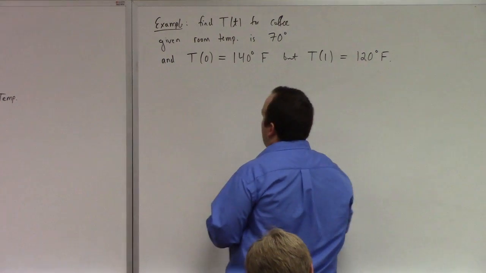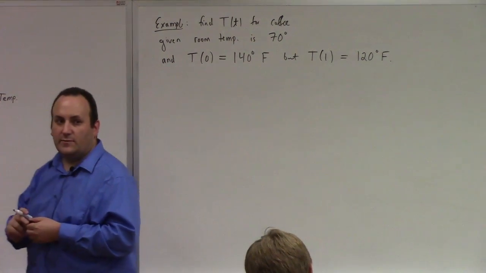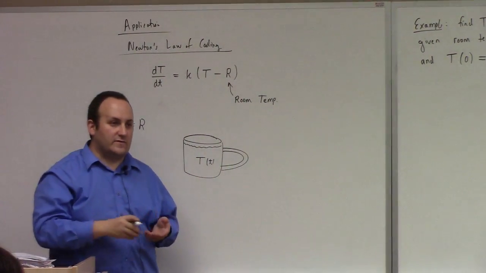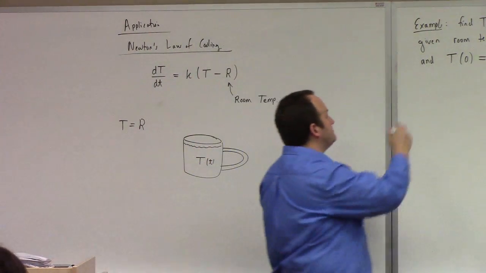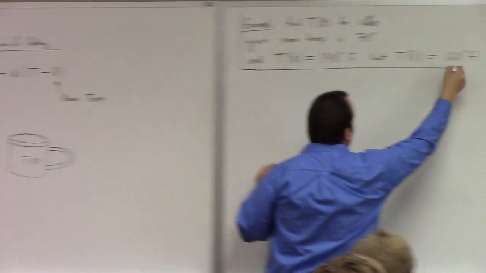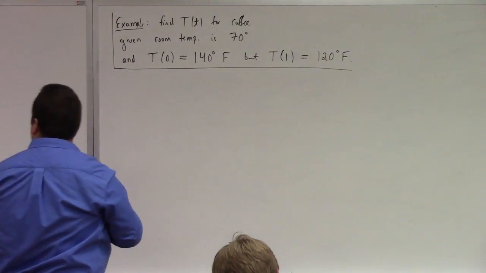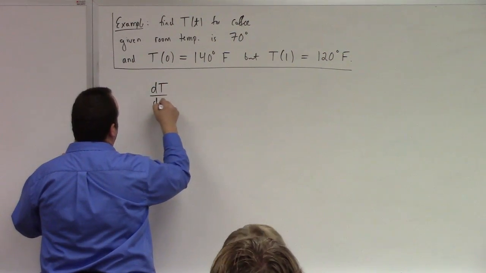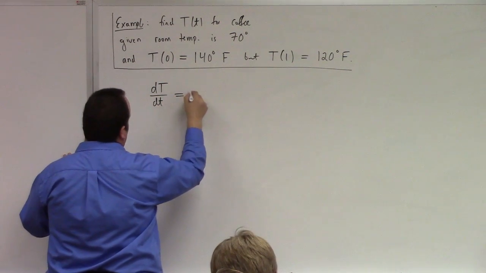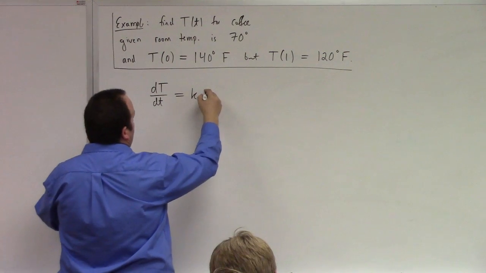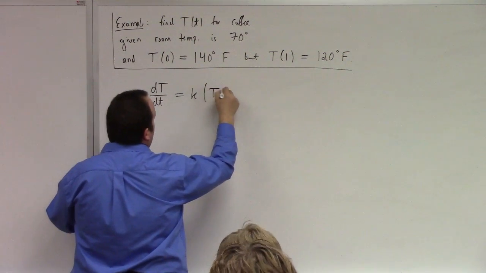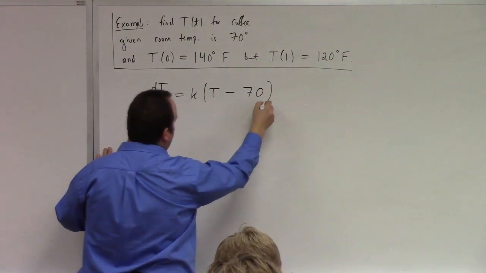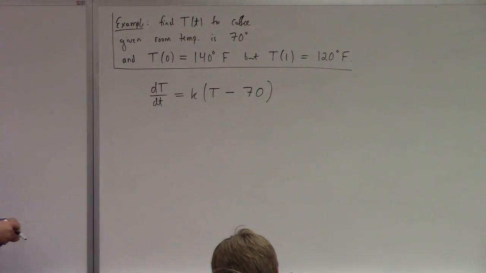So I think given all this data, we can figure out what the temperature of the coffee is at time t using Newton's law of cooling. All right? So let's try to work that out. First of all, what's my differential equation? I've got dT/dt is equal to k, I don't know the k yet, times (T minus 70), right? 70 is the room temperature. So that's my starting point.